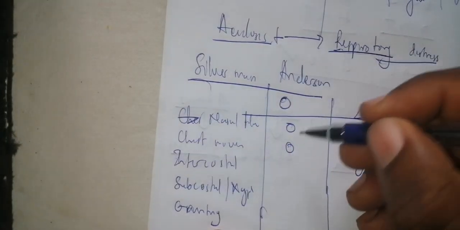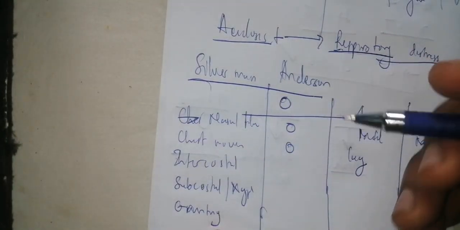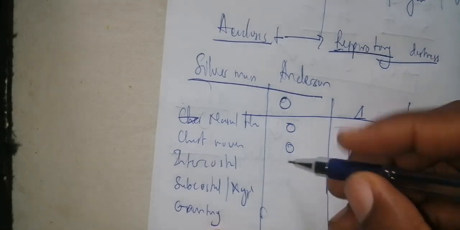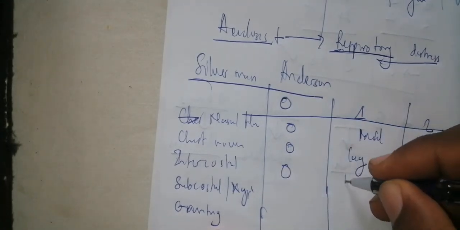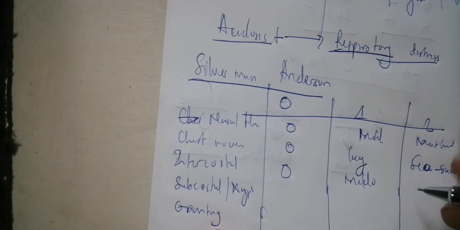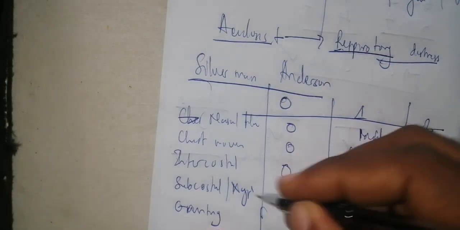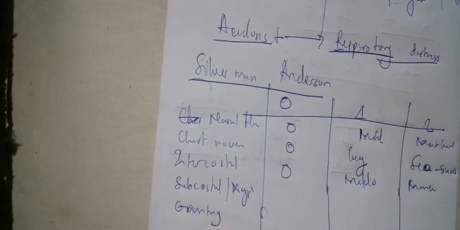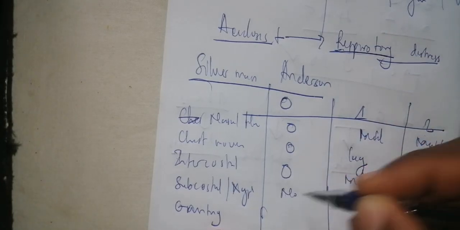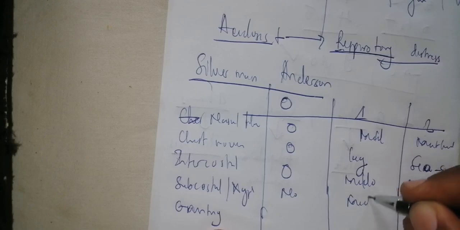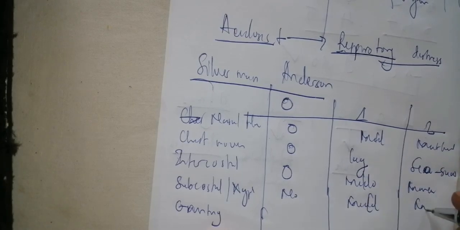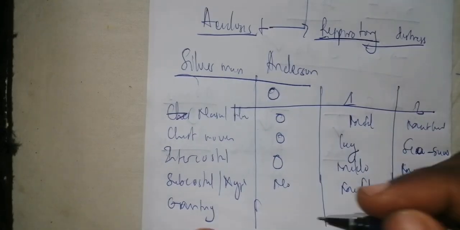The next one is intercostal recession. If there is no intercostal recession, it is 0. If there is mild intercostal recession, it is 1, and if there is marked intercostal recession, it is going to be 2. For the subcostal or xiphoid recession, if there is no xiphoid recession, it is 0. If there is mild, it is 1. And if there is marked, it is going to be 2.